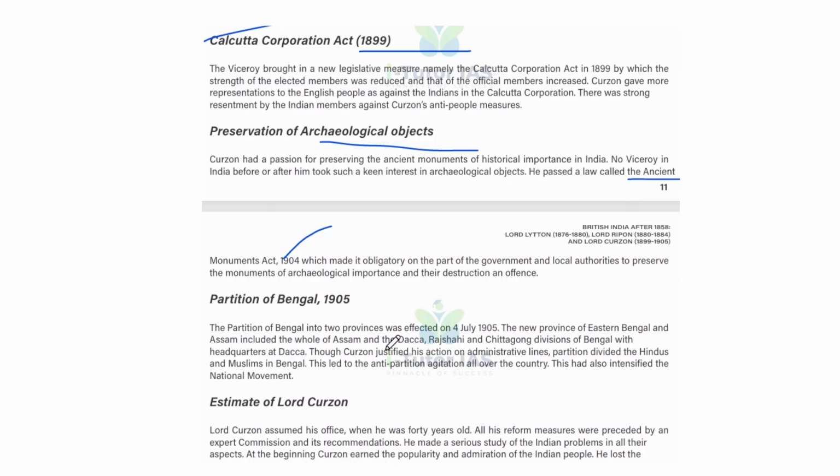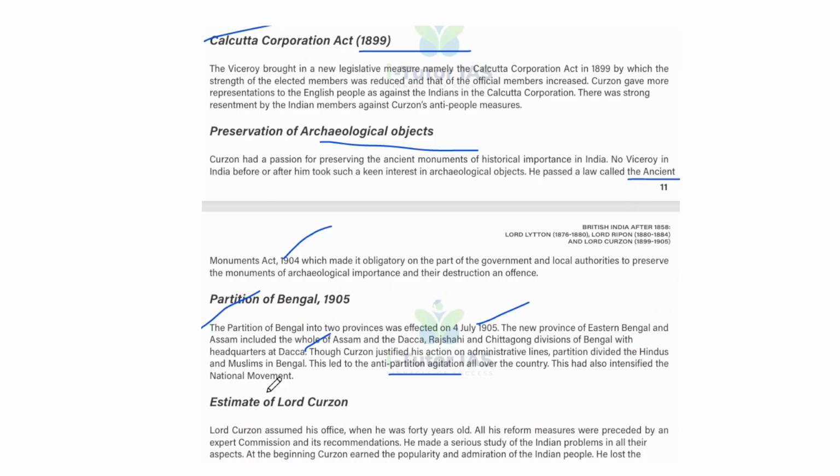And partition of Bengal, 1905. The partition of Bengal into two provinces was effected on 4 July 1905. The new province of Eastern Bengal and Assam included the whole of Assam and the Dacca, Rajshahi, and Chittagong divisions of Bengal, with the headquarters at Dacca. Though Curzon justified his action on administrative lines, partition divided the Hindus and Muslims in Bengal, and this led to the anti-partition agitation all over the country, and this also intensified the national movement. Okay, so that is the time of Lord Curzon.